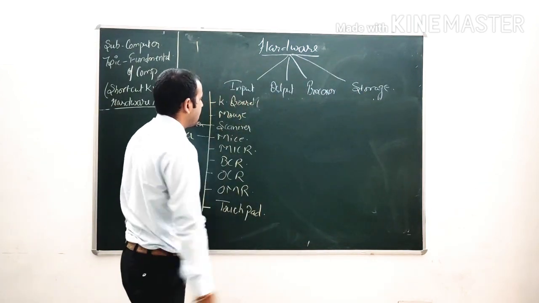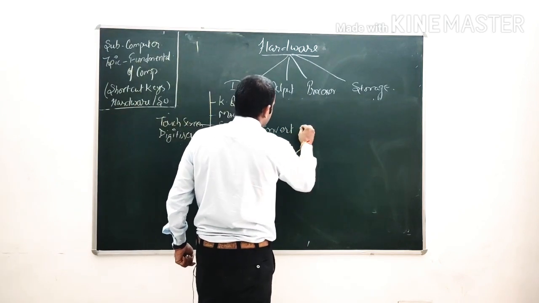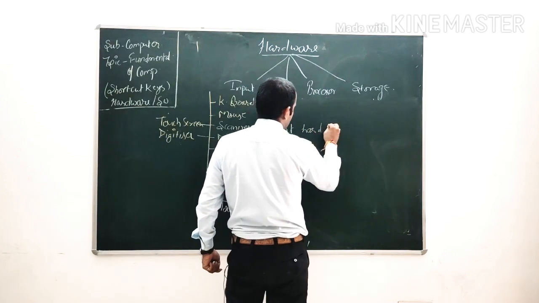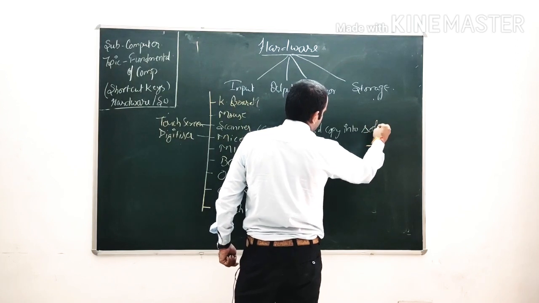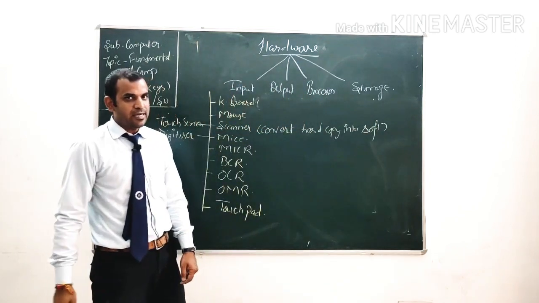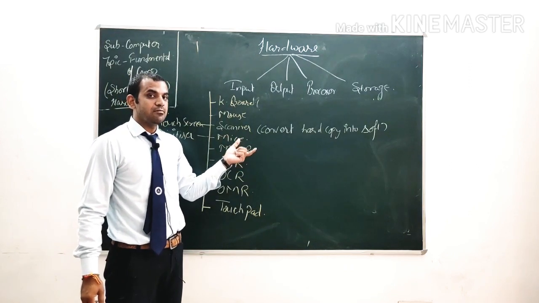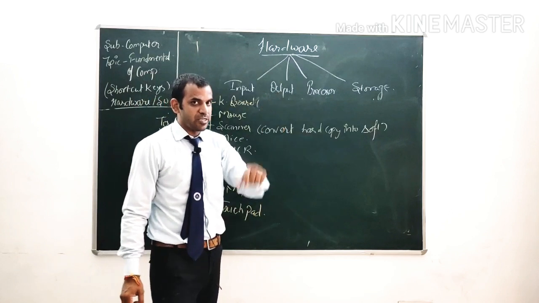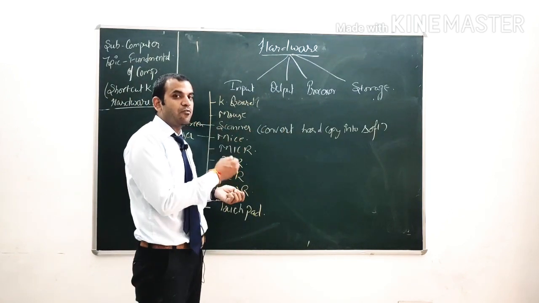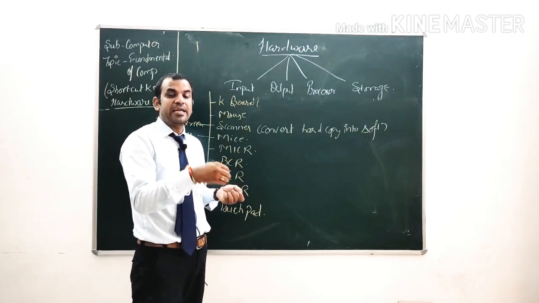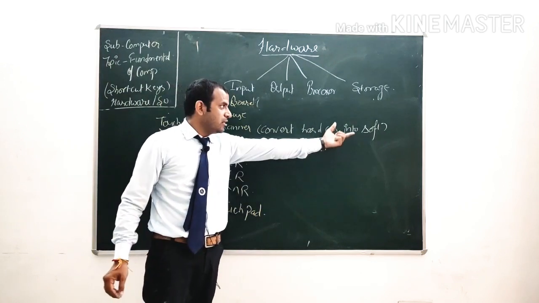Next point is scanner, a device which is used to convert your hard copy into the soft copy. Understand? If you have your photograph and sign, and they are not available in your computer system, the device which is used to send your photographs and signs from hard copy into your computer system is the scanner, and all the data available in your computer system is called the soft copy.